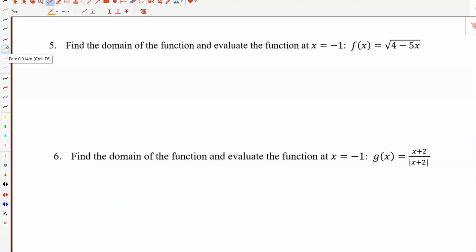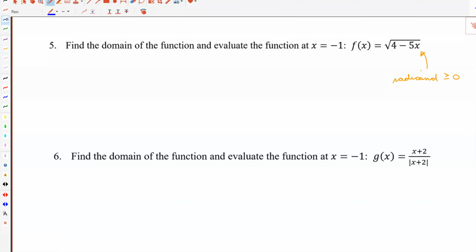f of x is equal to the square root of 4 minus 5x. For this particular example, the value underneath the square root symbol, which is called the radicand, needs to be greater than or equal to 0 for this to evaluate to a real number. If this number under here was negative, that would create a complex number, or that imaginary unit i. At this point in time, we're not working under the complex number system. So for this to make sense, our radicand has to be bigger than or equal to 0.